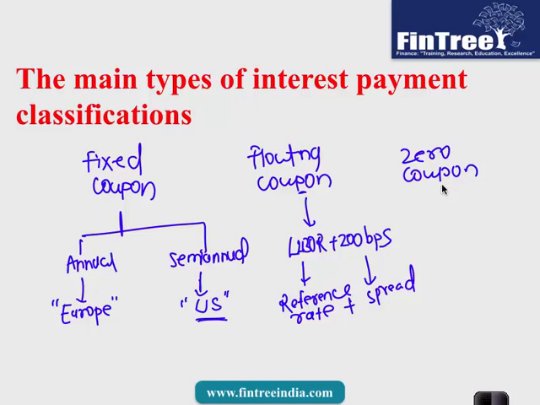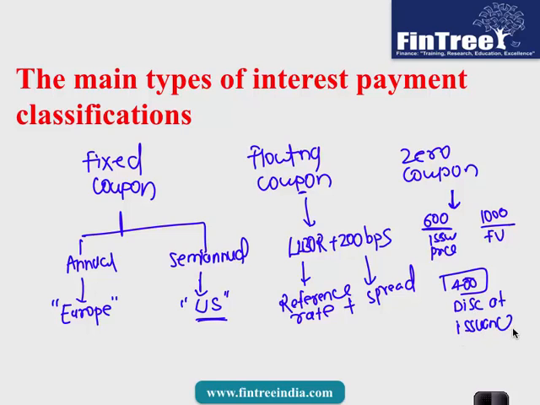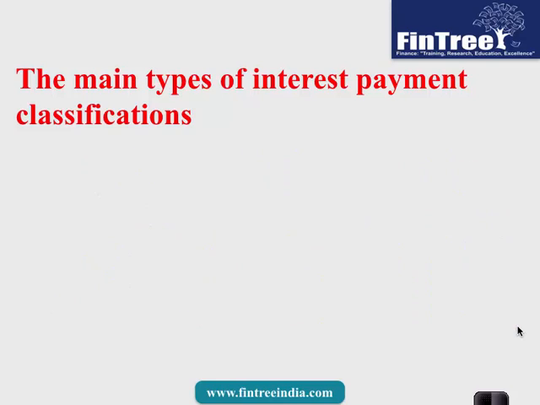For a zero coupon bond, the bond might be issued like this. Let us say the issue price is 600, and let us say the face value of the bond is 1000. Then that 400 would be referred to as discount at issuance, and that is the true earning of the investor over the maturity of the bond. Have you written this? Now there is some additional discussion required on zero coupon bonds.